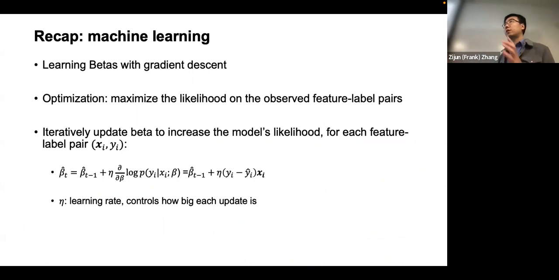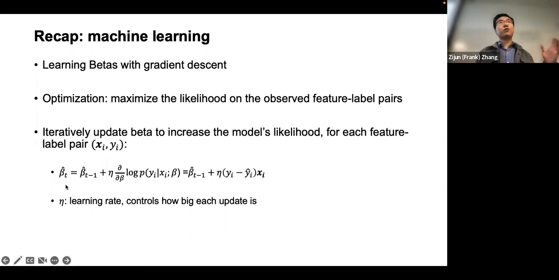So remember, the features are the petals and sepals, the length and width. And the labels is one of those three types of flowers. So what we can do is we can iteratively update those betas, which is the parameters of our statistical model, by a small amount so that the model's likelihood will increase slightly.